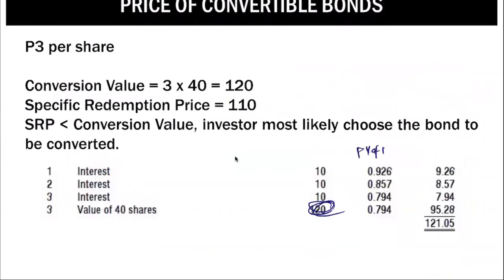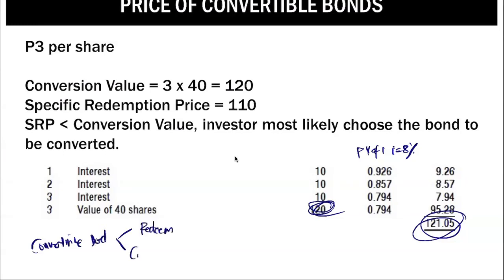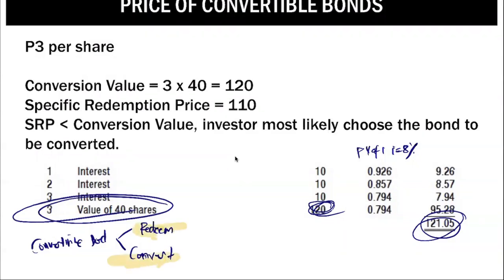We still use PV of 1, I is equal to 8%. So this is now the value. So again, in a convertible bond, what is important? It is important for you to determine first whether you should redeem or whether you should convert to know what you should add here in the principal. Is it the value of your redemption or is it the value of your conversion? Take note of this. So again, it's still present value of interest plus present value of your principal. But your present value of principal differs now whether you are to redeem or whether you are to convert.